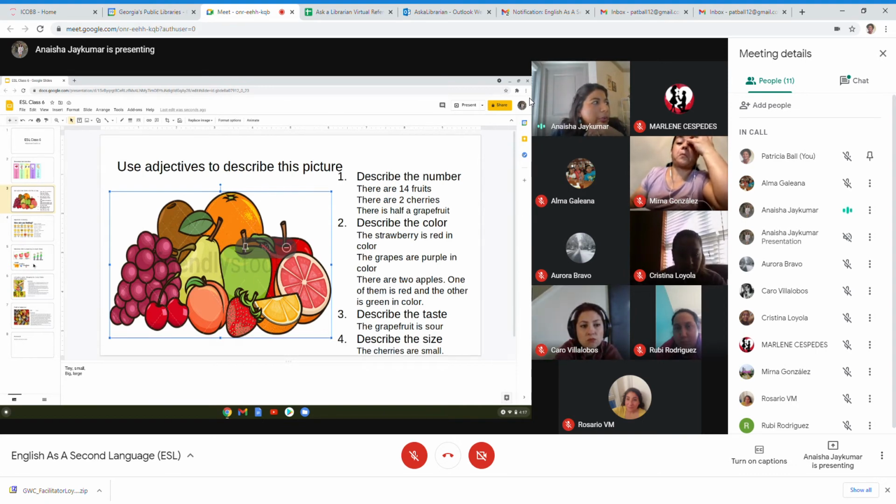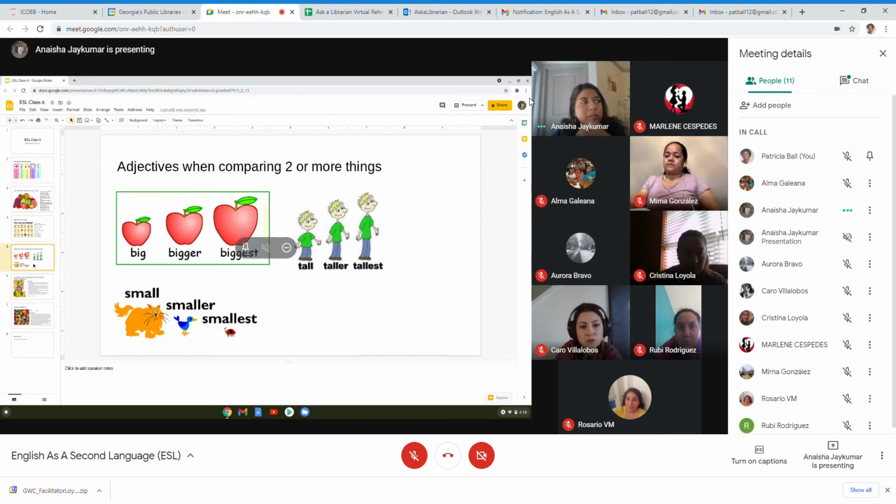So we talked a little bit about comparing. Let's look at this slide. I have an apple here. I'll say I have a big apple, but this apple is bigger. And this apple is now the biggest. So when you talk about comparing two or more items, you can use these adjectives. It's just a little modification. Big, bigger, biggest.